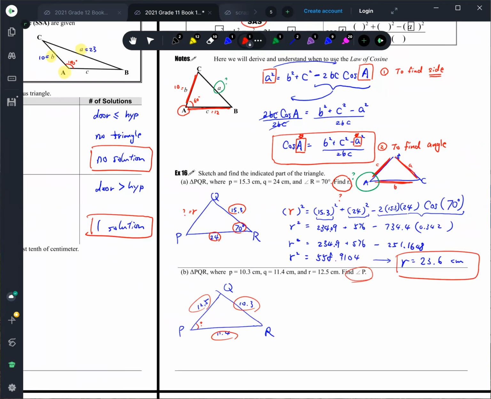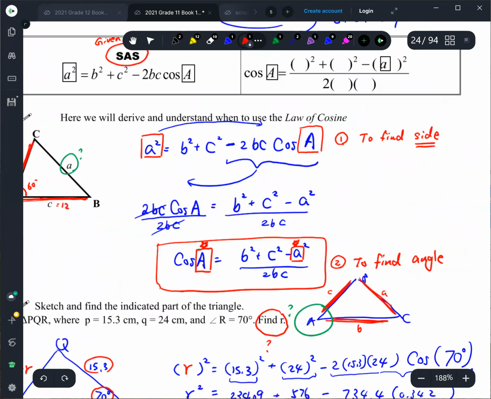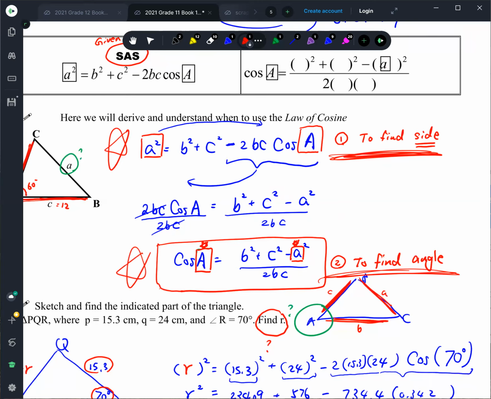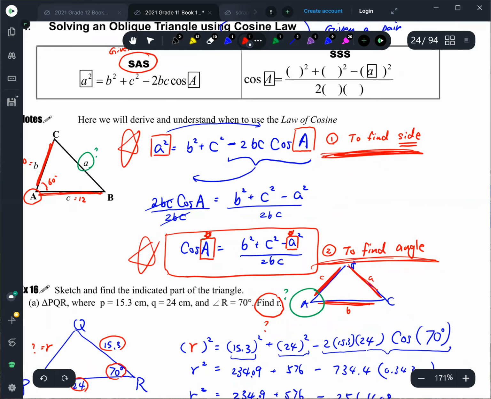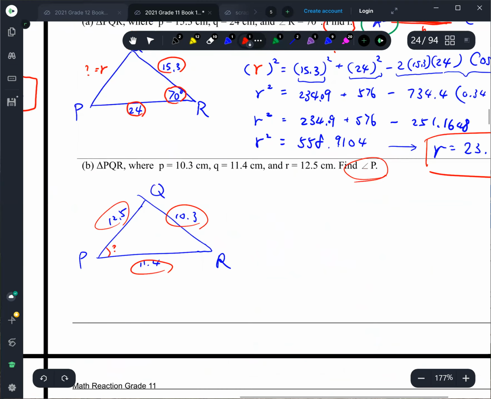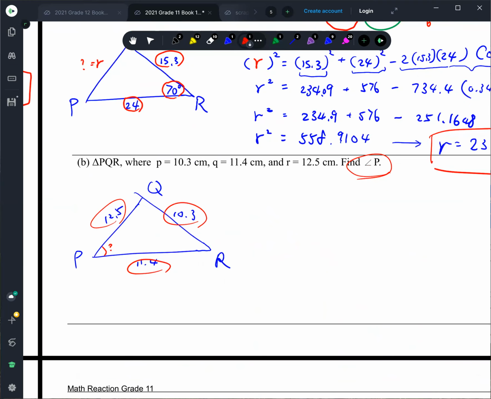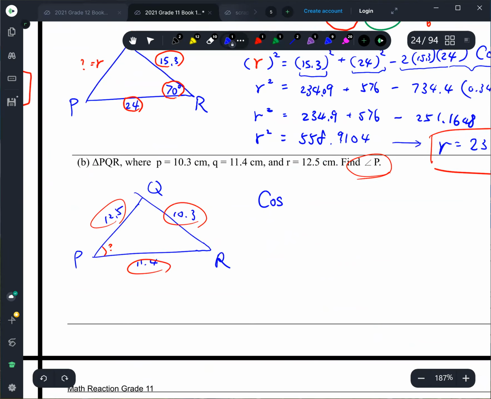What do you mean number 1, number 2? We have 2 formulas, right? We have number 1 here, number 2 here. Formula 2, because we want to find the angle. Do we have all the 3 sides? Yeah. Okay, when we have 3 sides, then we use the second formula. So let's write out the blanks. The missing angle we want to find is P. So we write cosine P, and then the formula looks like this.